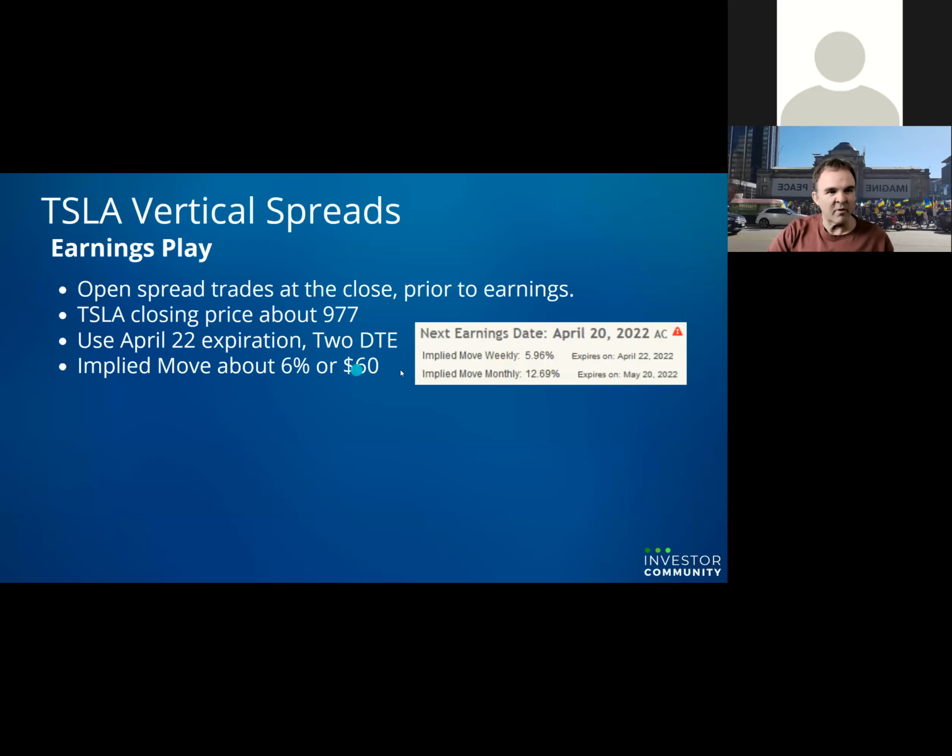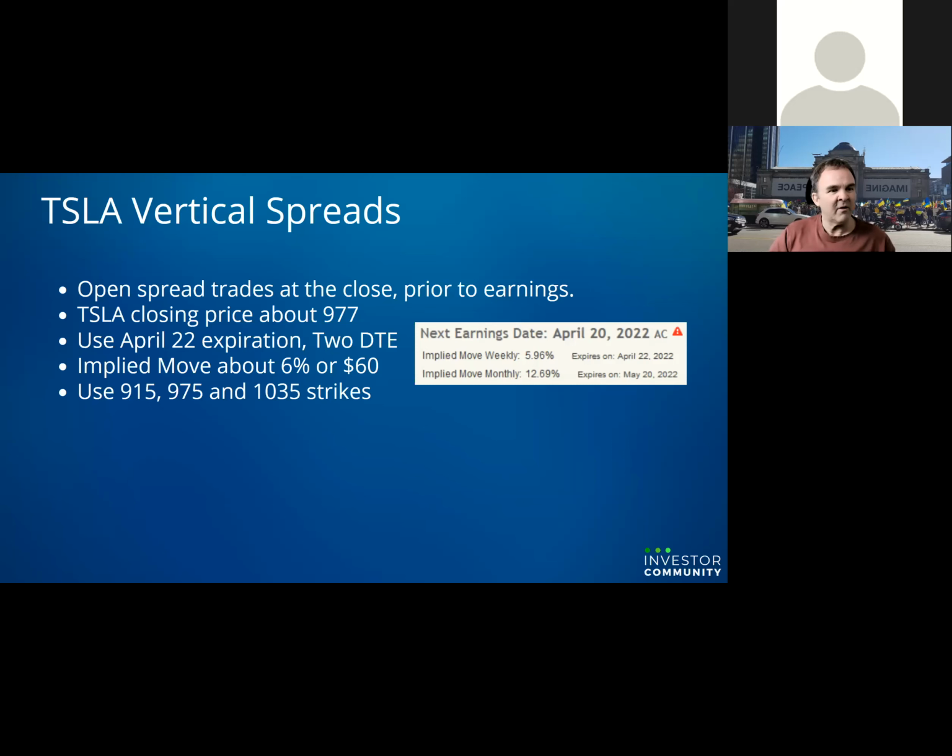We need to know these numbers because this is what the market makers are telling us is likely to happen, that Tesla is likely to move up or down by about 60 bucks or 6%. And generally, if we're playing earnings, we probably want to be inside that range unless we have a really good reason to believe that the market makers have got it wrong.